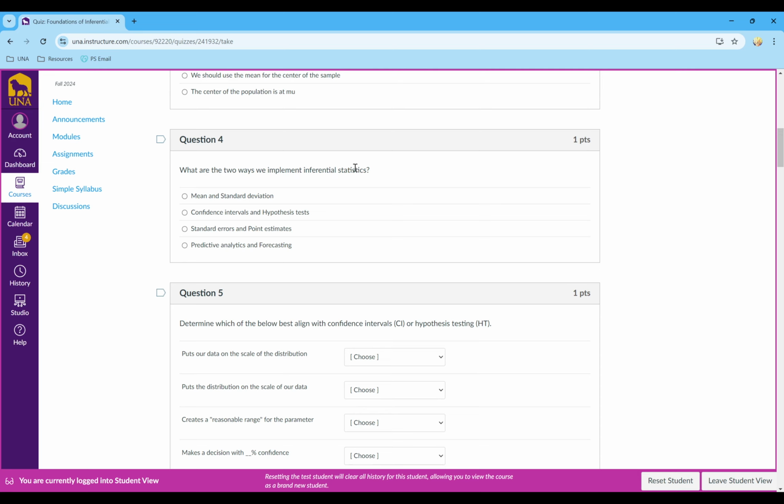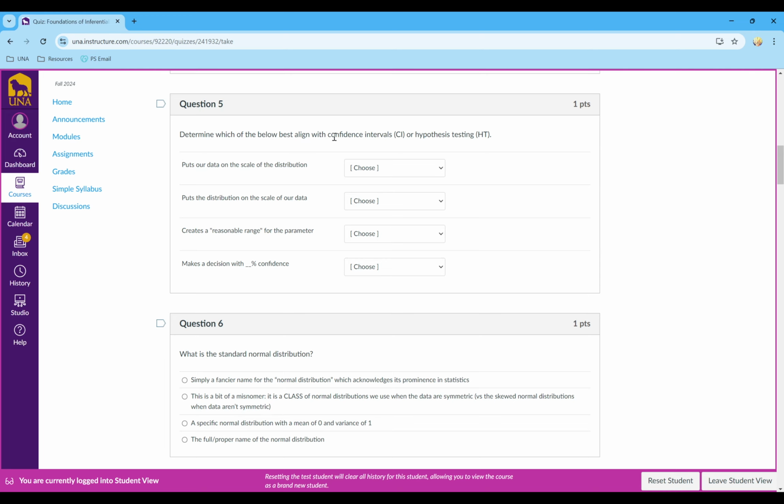Two ways we implement inferential statistics. I actually don't know what we're looking for here. Oh, probably confidence intervals and hypothesis tests. These are the two kind of broad categories that we look at in inferential statistics. That makes sense, I guess. Standard errors, point estimates, predictive analytics, forecasting. Well, these are ways that we can do inferential statistics, but yeah, the two classifications, probably confidence intervals and hypothesis tests.